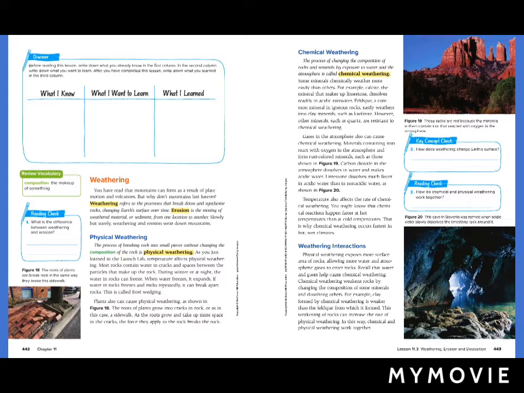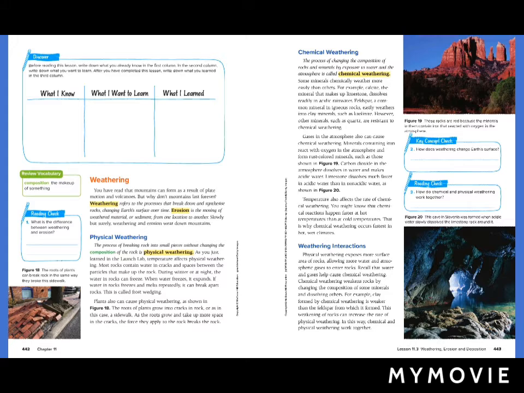Weathering. You have read that mountains can form as a result of plate motion and collision, but why don't mountains last forever? Weathering refers to the processes that break down and change rocks on Earth's surface over time. Erosion is the moving of weathered material, or sediment, from one location to another. But surely weathering and ice wear down mountains.